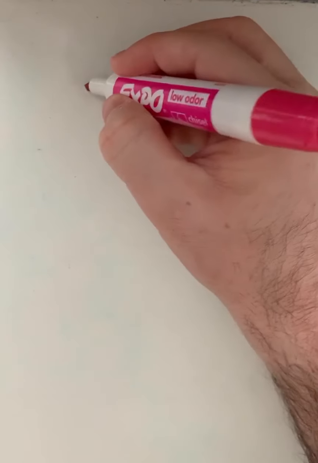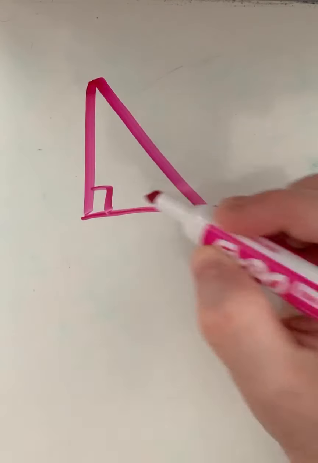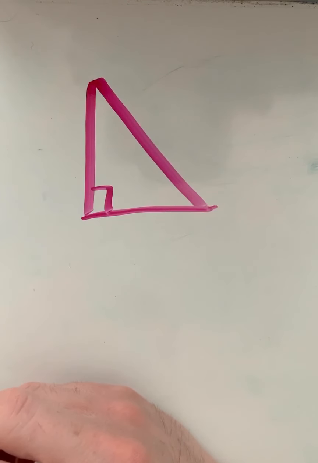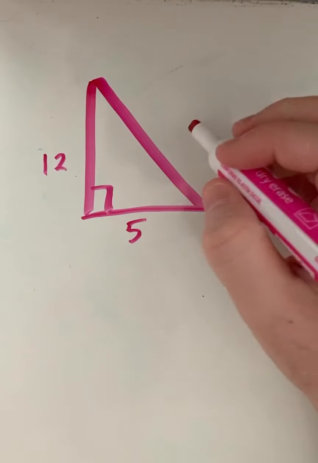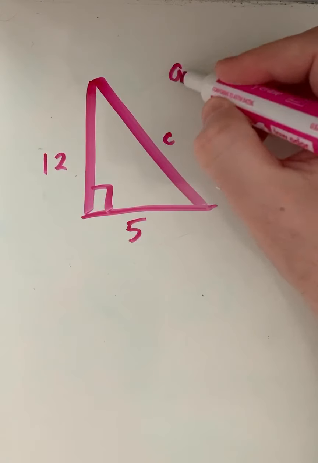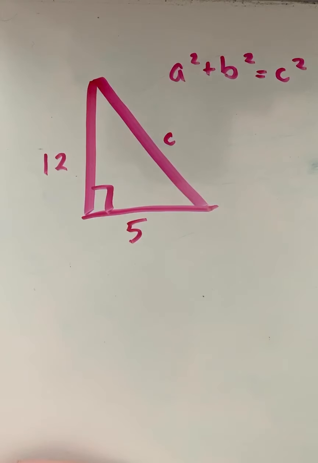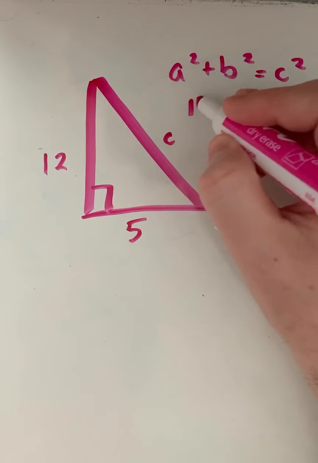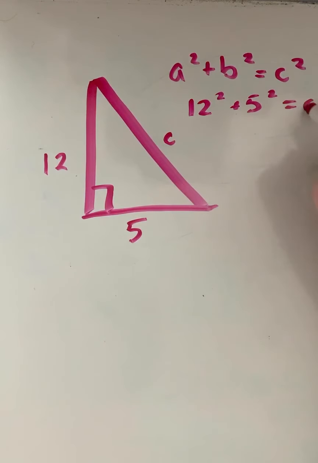So let's get started. The question was, Mr. Berger drew a right angle triangle, and the legs had the dimensions of 5 and 12. We had to find out what the hypotenuse was. So we fill in a squared plus b squared equals c squared. We put these numbers in: 12 squared plus 5 squared equals c squared.